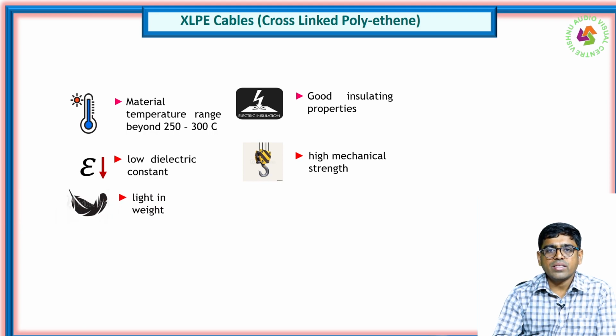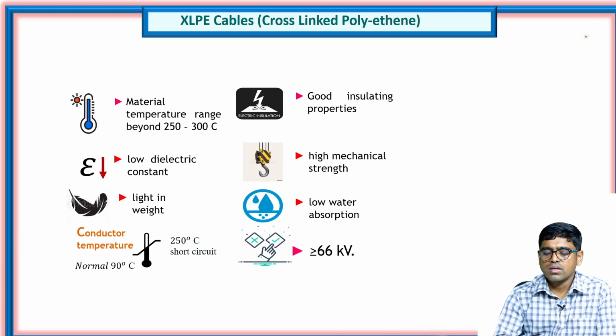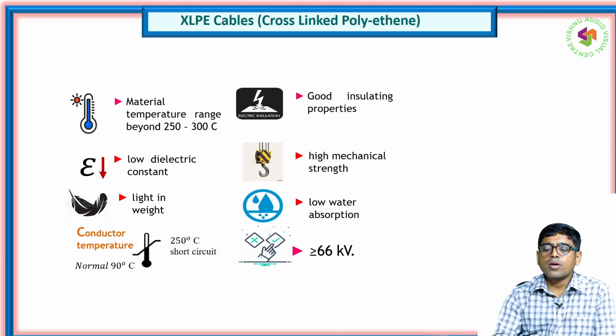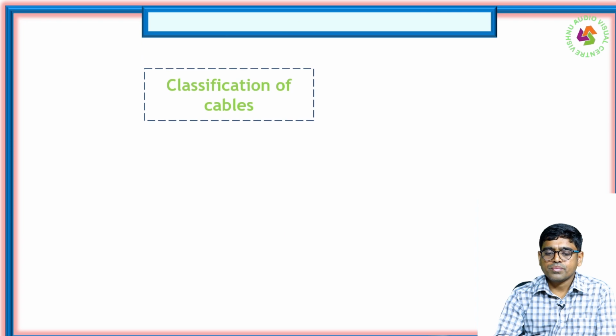Next is light in weight. The weight is very light, with low water absorption, and the conductor temperature ranges from 90 degrees to 250 degrees. So there is a temperature variation, and this XLPE cable, cross-linked polyethylene cable, is recommended for lines greater than 66 kV.